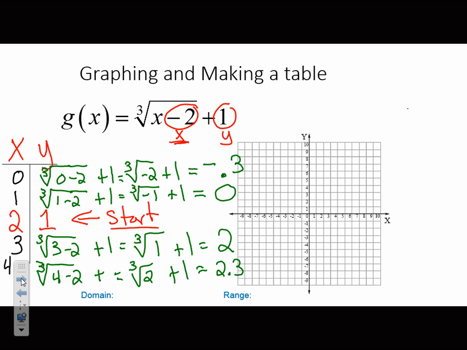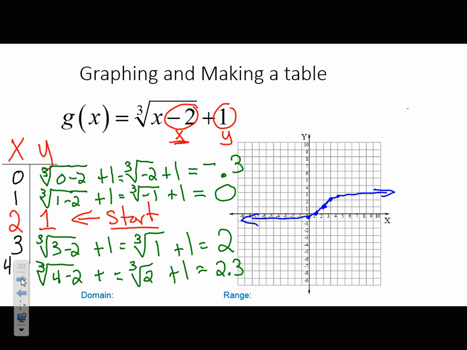Now we're going to graph this. Our lovely graph. I'm going to start with my start point. So I have 2, 1 right here. Now I'll go up. I'll have 1, 0, 0, negative 0.3, and then I have 3, 2, and 4, 2.3. So my graph is going to look something like this.